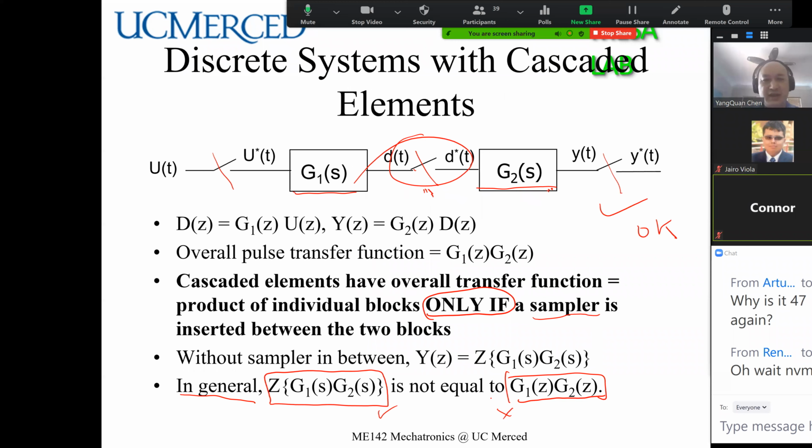So let me do something here. Let's say you have 2 continuous blocks here. With and without a sampler, it makes a huge difference, okay? So if you have sampling, you do y star versus u star, so this is okay. And then Y(z) is G2(z) times U(z). If you have samplers between them, you should do it this way: G1(z), G2(z), you can do them independently. But if you don't have a sampler, then you have G1, G2 multiplied together, then you do the Z transform. So this usually is different. It is not the same as G1(z)G2(z) in general, okay?